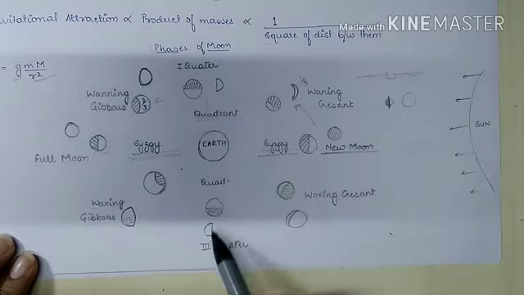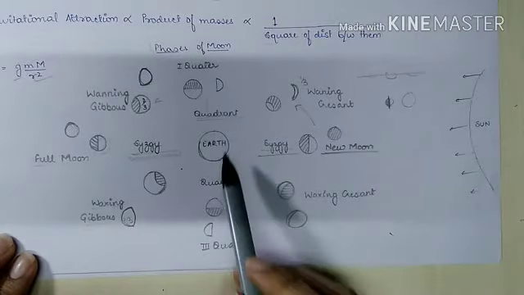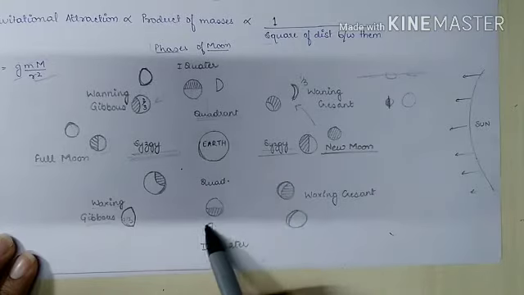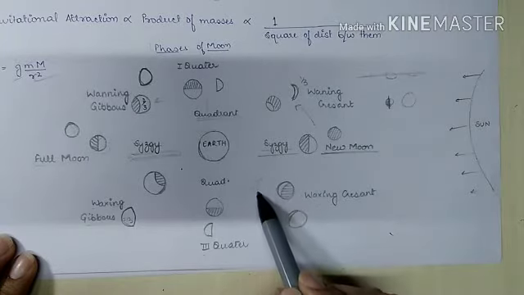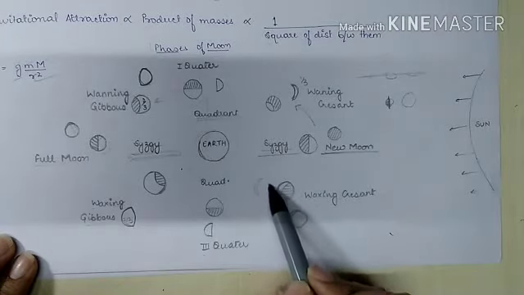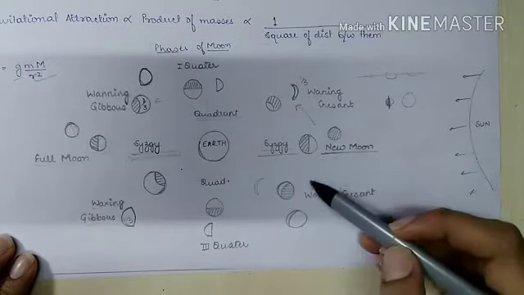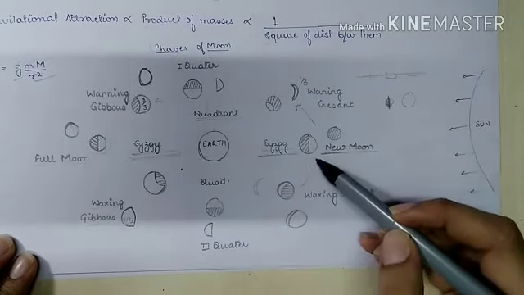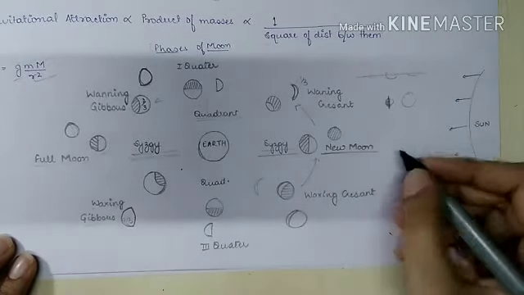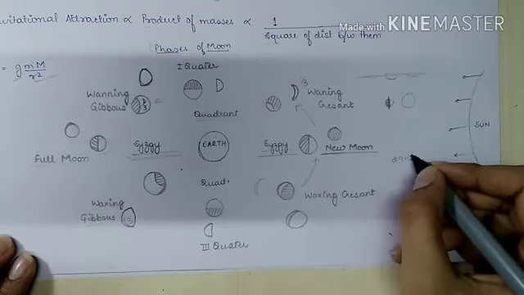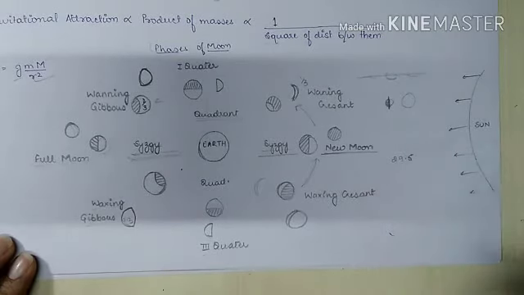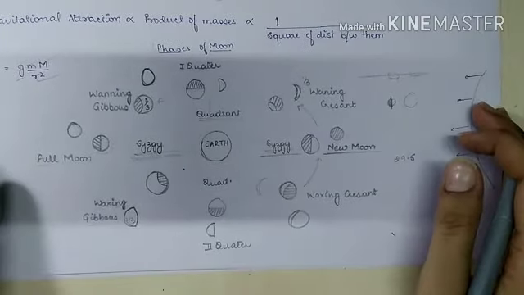Now in the third quarter we can see a half moon, and lastly we can see 1/3 of the moon, and this is known as the waning crescent, and then again the phase of the new moon starts. And this takes a total of 29.5 days. And this is known as the lunar month.